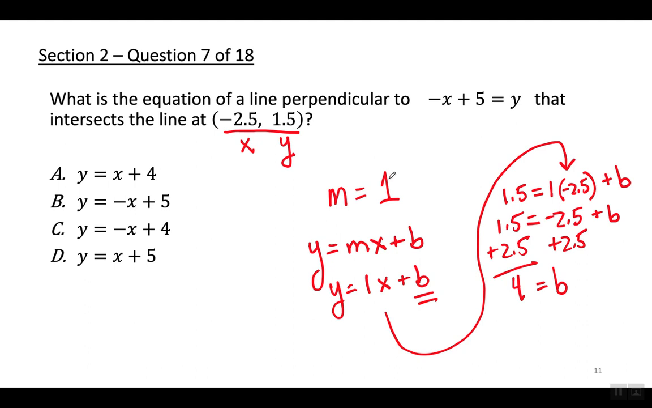All right. So we already know that the slope is going to be +1 and the y-intercept is going to be +4. So if I write that in slope-intercept form, it would be that. And of course, you don't write the 1, right? I just wrote it so you could see that it's there. But you don't write the 1. So if you look at the answer choices, it's obvious here that the answer is A.